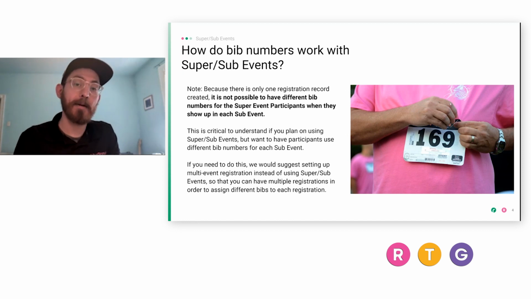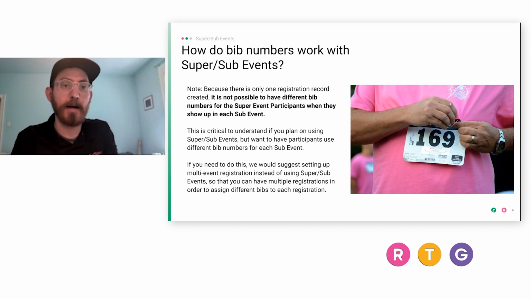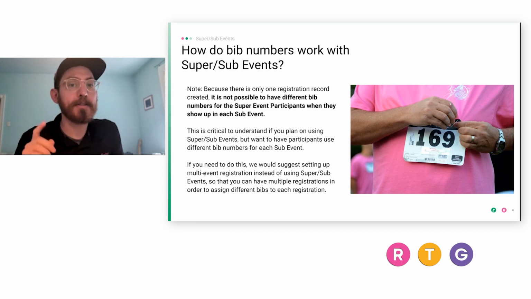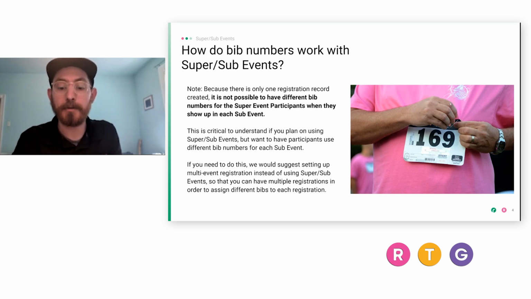I've seen the RunSignup support team recommend multi-event registration instead if they know they have to have separate bib numbers for each of the sub-events. And in that case, the person is actually registering 3 times. They just make it a little bit easier in the flow. They check 3 boxes as they register. So it's just something to think about as you are considering using super and sub events, whether or not you have the same bib number across all the events or do not. It's really critical to determine what kind of setup you're going to use.